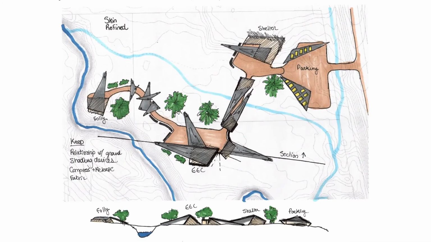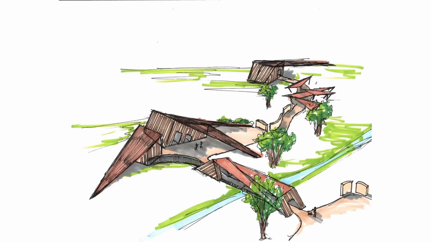Filtering these ideas, this refined parti sketch is primarily based on the stretched fabric. This design also uses the compress and release sensation and has a strong relationship with the ground. Here we see the dynamic qualities of this design. I really appreciate the tension created between the fabric awnings and the buildings.